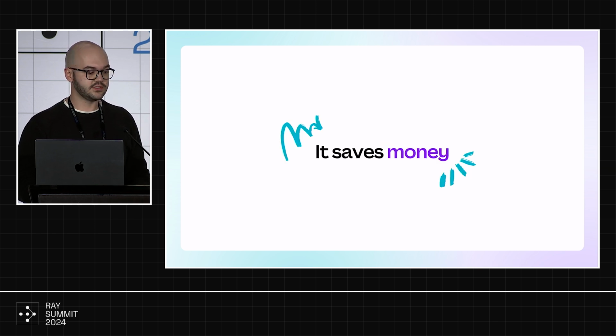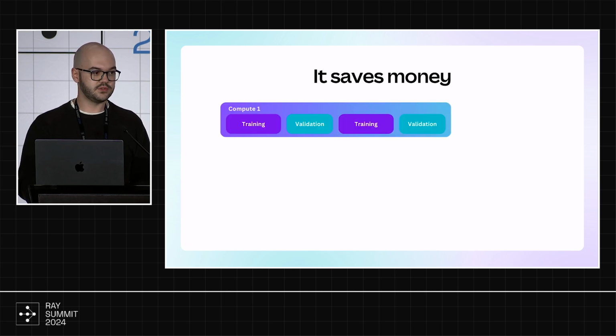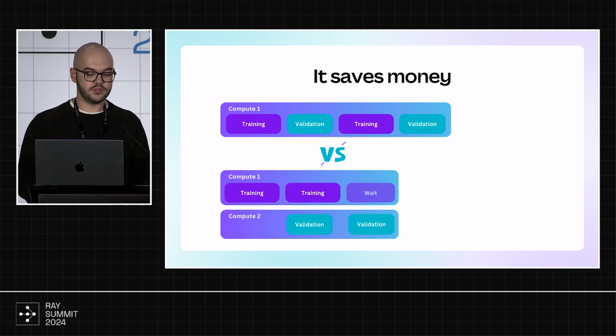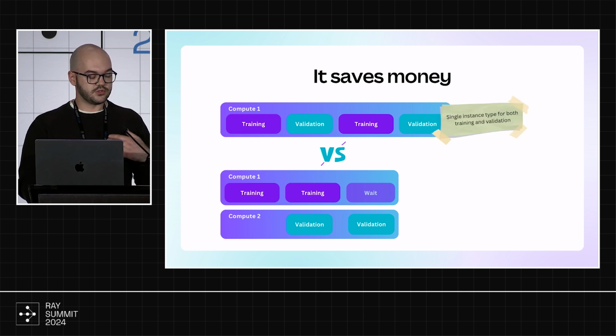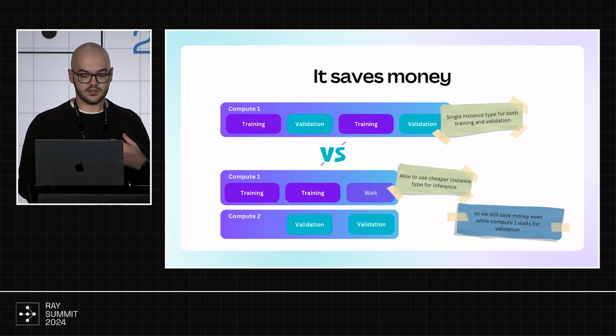And furthermore, this also saves money. So why would it save money? Because we're now using more compute. So without out-of-band validation, we would use a single type of compute for running both tasks. And in the other setup, we would use even more compute. But the nice thing is, in the first setup, we would use a single instance type. In the second setup, we were able to use a cheaper instance type for inference. And so we would still save money even while compute one would wait for validation. And that was the main reason for saving money.